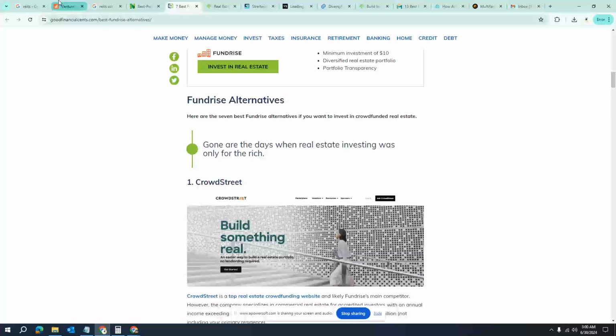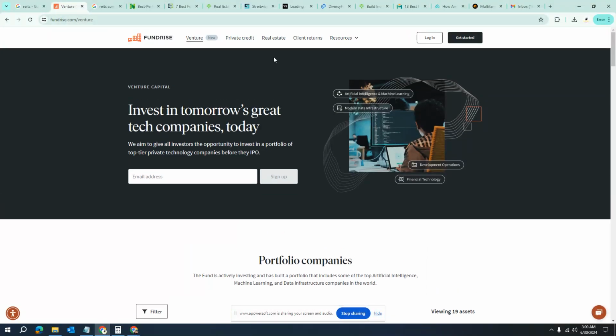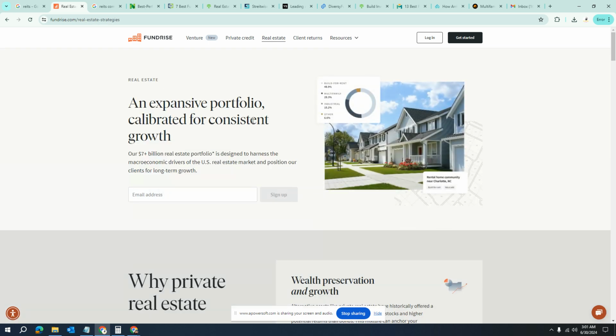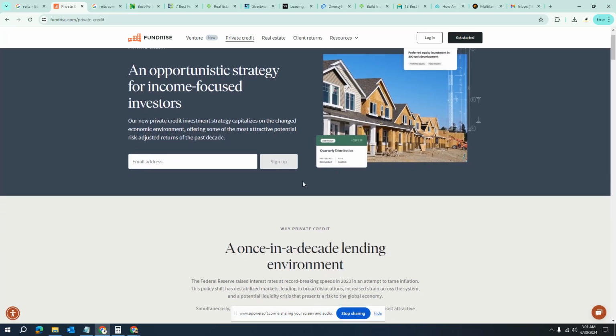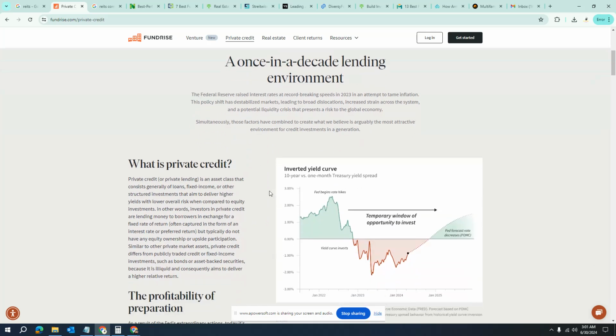There's one here which is Fundrise. It's also a REIT, and they have an expansive portfolio. They also have a membership. If you want to advance more in your portfolio and own more, you can. They even have private credit here that you can invest in. It's an asset class that consists generally of loans, fixed income, or other structured investments that aim to deliver higher yields with lower overall risk when compared to equity investments.